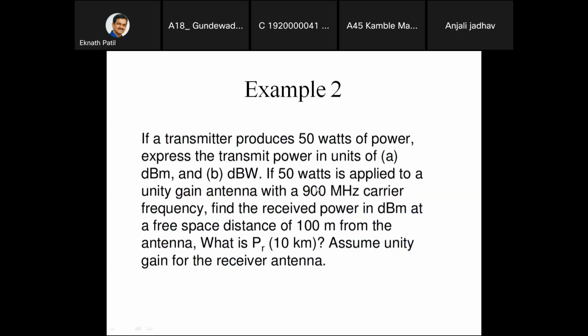They have given the frequency and that's why we know the lambda. They have given the distance, the free space distance is 100 meter from the antenna, and that particular part also one can calculate.